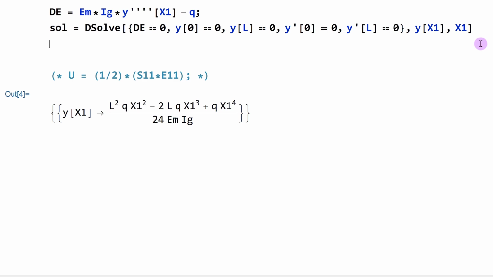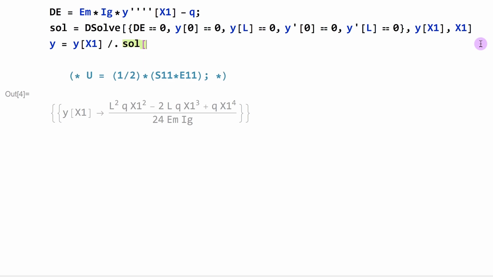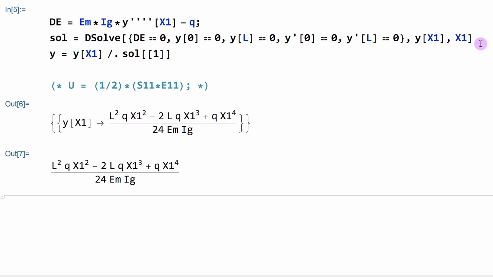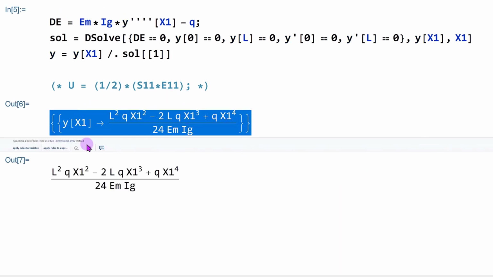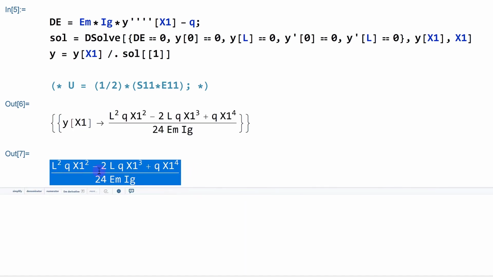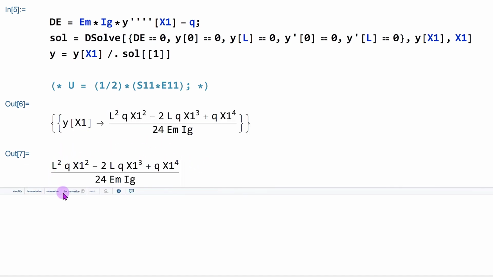I say, all right, well, instead of having y1 approach the solution, I just wanted to find y as the solution. So I can go y is equal to y of x1 when, and then I can go solution 1. Now when I enter this, no problem at all. Instead of having y defined as something approaching something, I actually just have it defined as our function right here.